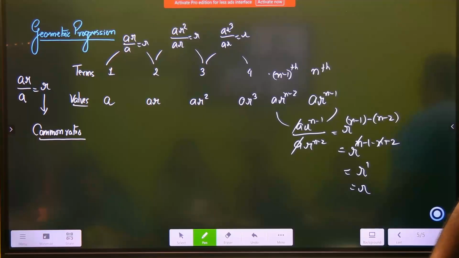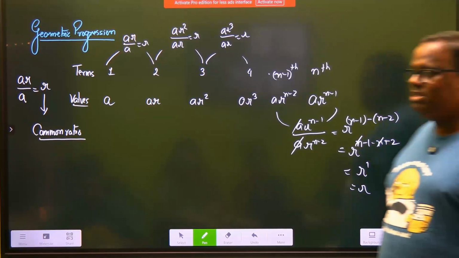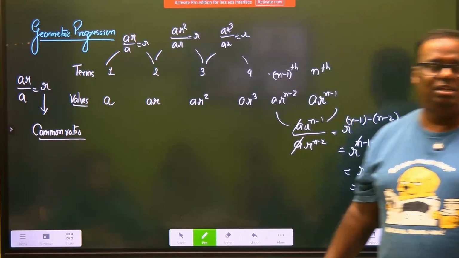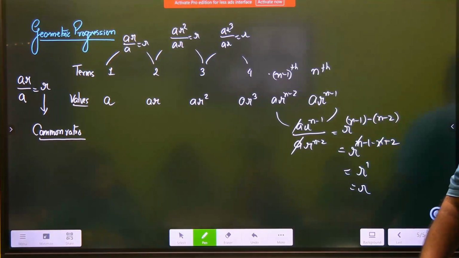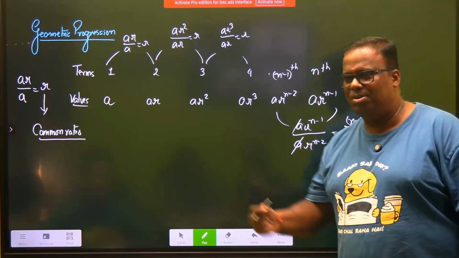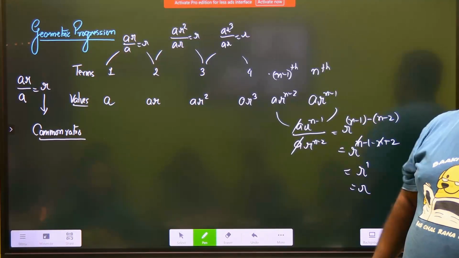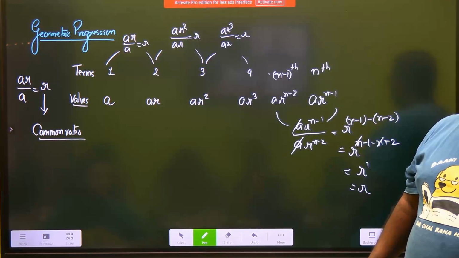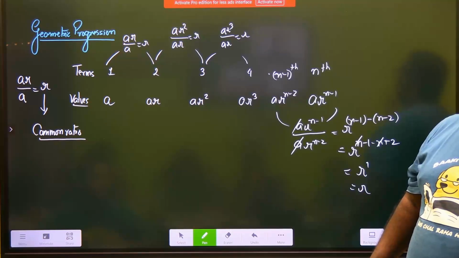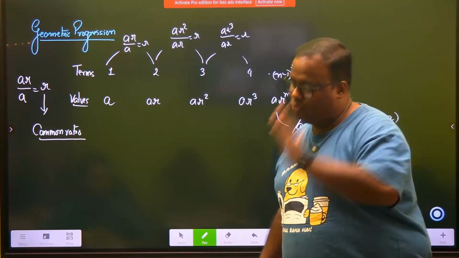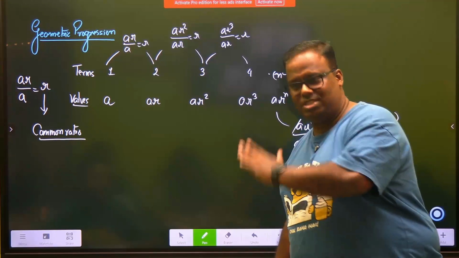Now the problem is that you are thinking that this r can be an integer, but this r can be a fraction also, both positive and negative. When they are fractions, sometimes calculations become a little bit tough. Say r can be half. Your first number is 1, then your second number will be 1 into half, then half into half is 1/4, 1/4 into half is 1/8, 1/16, like that.